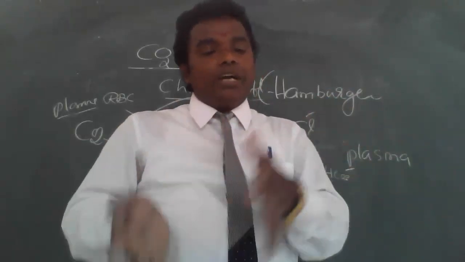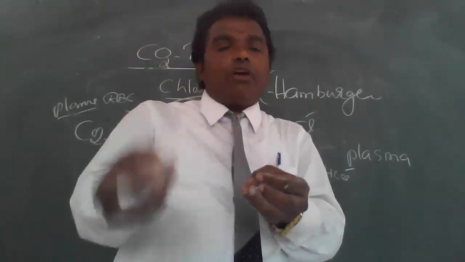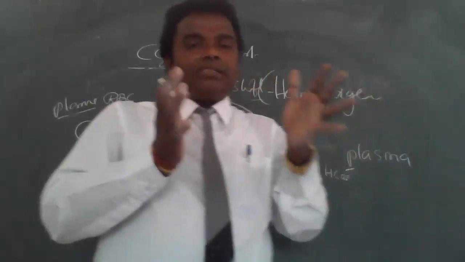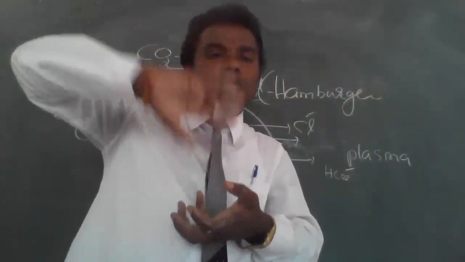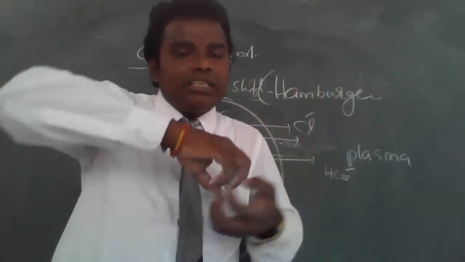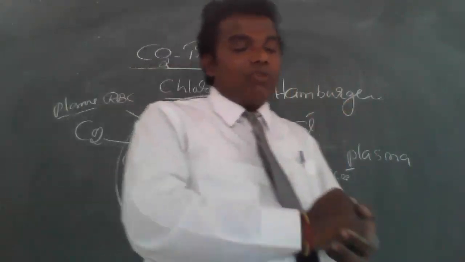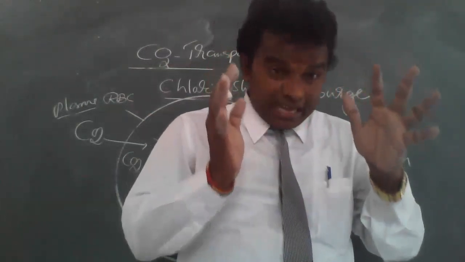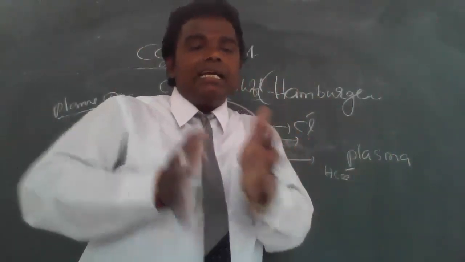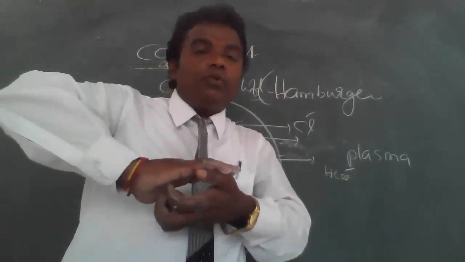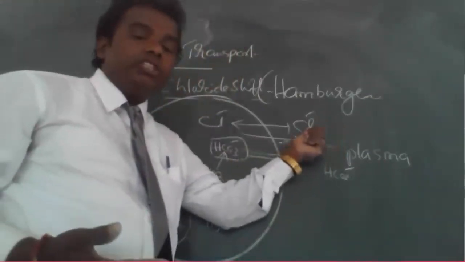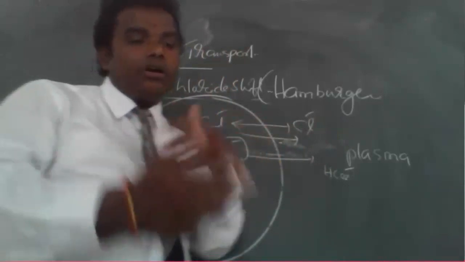What is chloride shift? Diffusion of chloride ions into the RBC from plasma and back is called chloride shift. From the tissue cells, CO2 diffuses into the RBC. The CO2 combines with water to form carbonic acid. This carbonic acid immediately ionizes into H plus and HCO3. These HCO3 ions move from RBC to plasma. Vice versa, the chloride ions shift from plasma to RBC. This is called chloride shift.